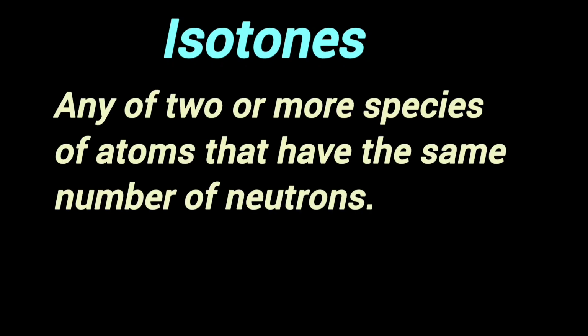Our next topic is isotones. So what are isotones? Any 2 or more species of atoms that have the same number of neutrons. That means if the number of neutrons is the same, they are isotones of each other. We will take some examples.